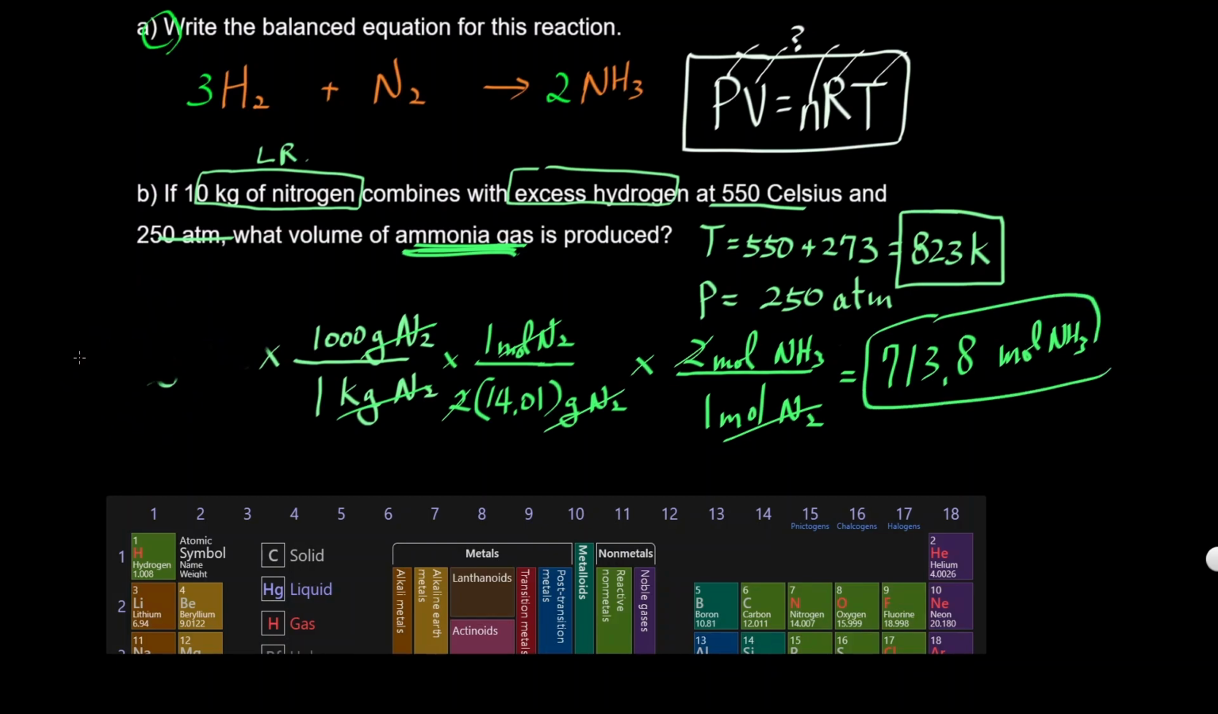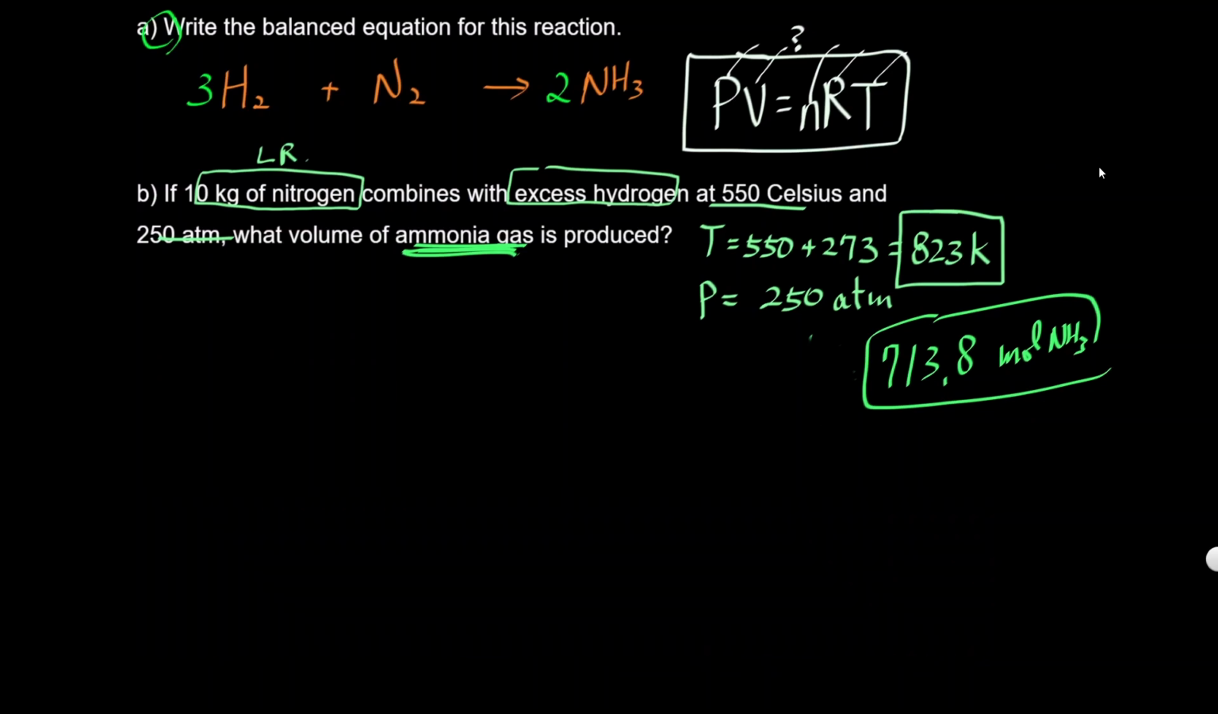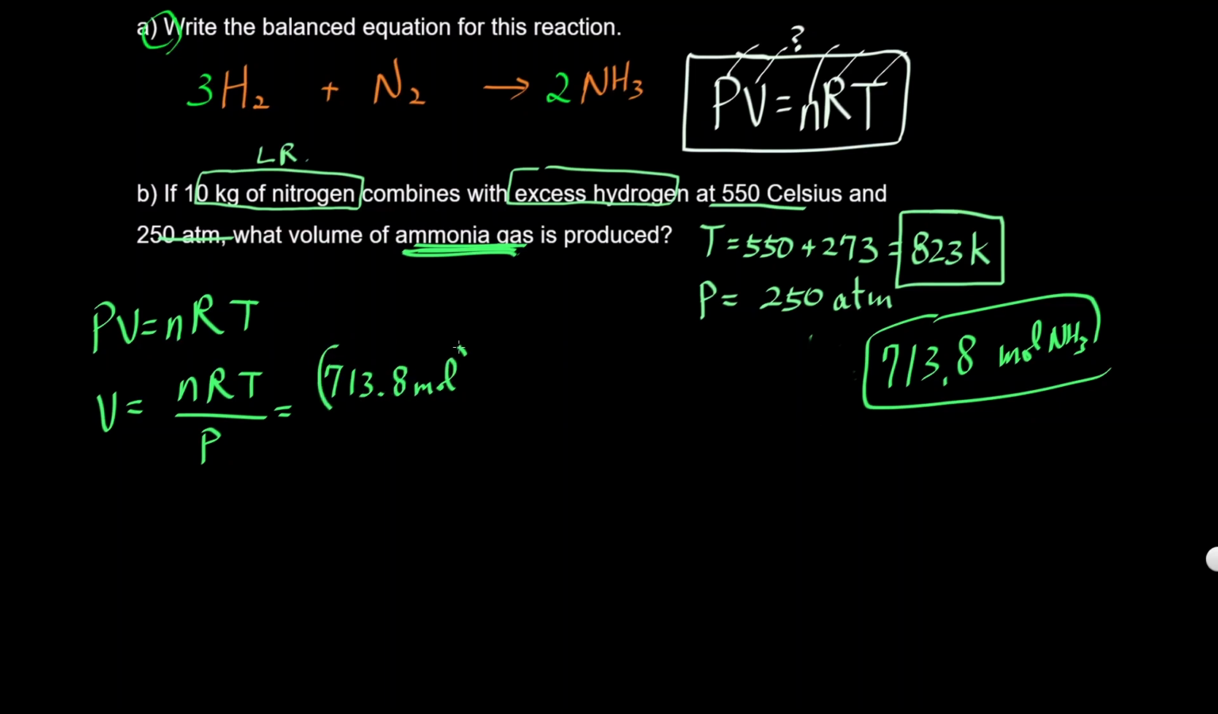Let me erase this work. We don't need that anymore. So this is the number of moles for ammonia. Covered up the periodic table there. Let's use PV equals nRT, solving for volume of ammonia. So volume will equal nRT over pressure. n is the number of moles for ammonia, which is 713.8 moles. Let me write all the units here.